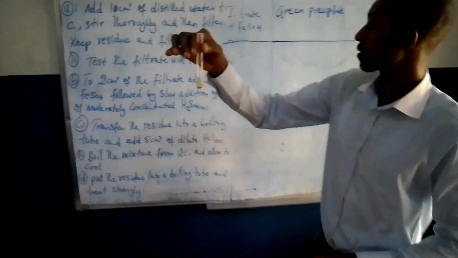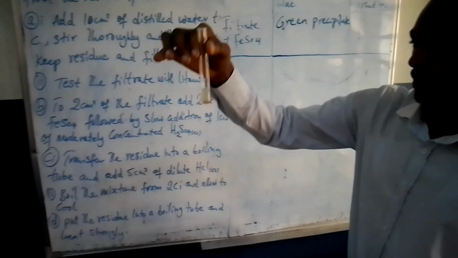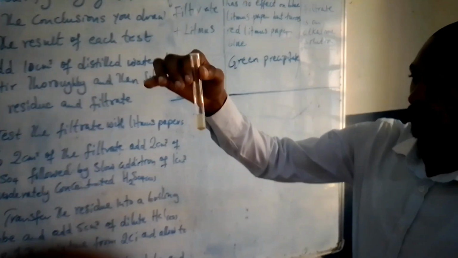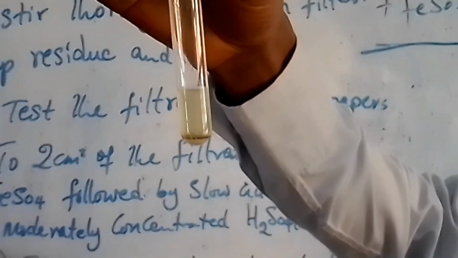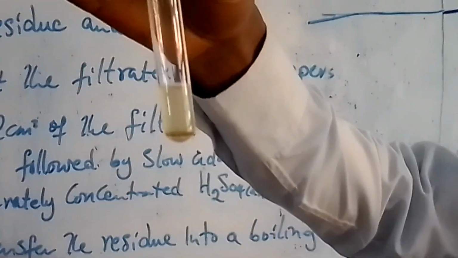An addition of concentrated tetraoxosulfate 6, you can see the brown ring at the bottom of the solution. You can see the brown ring formed there. This brown ring shows the presence of NO3 minus ion, nitrate 5 ion.